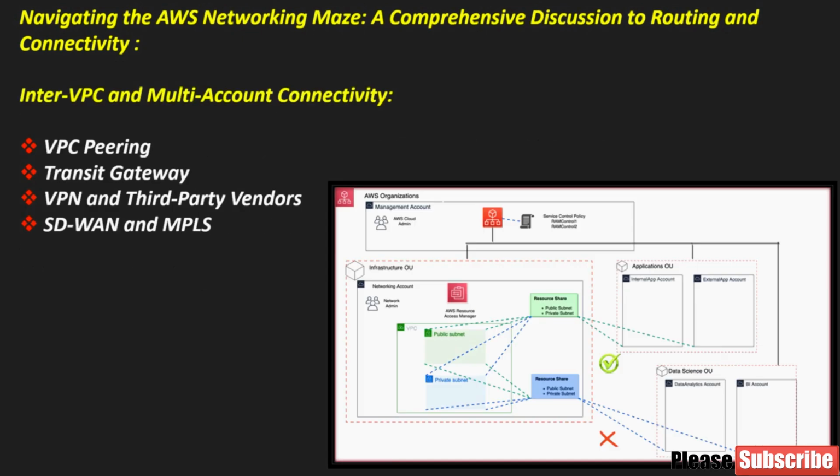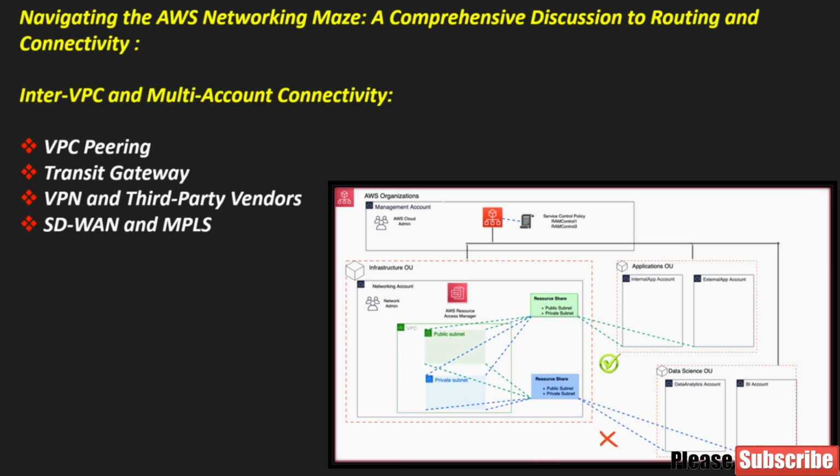Next part, we need to talk about navigating the AWS networking maze, a comprehensive discussion of routing and connectivity. In the dynamic landscape of cloud computing, AWS stands out as a key player, providing a plethora of services and features. Among these, networking is a very critical aspect that requires careful consideration and implementation. So in this lecture, we will explore the intricate world of routing and connectivity across multiple AWS accounts, regions and VPCs, and delve into some of the supporting connectivity patterns also we need to discuss now.